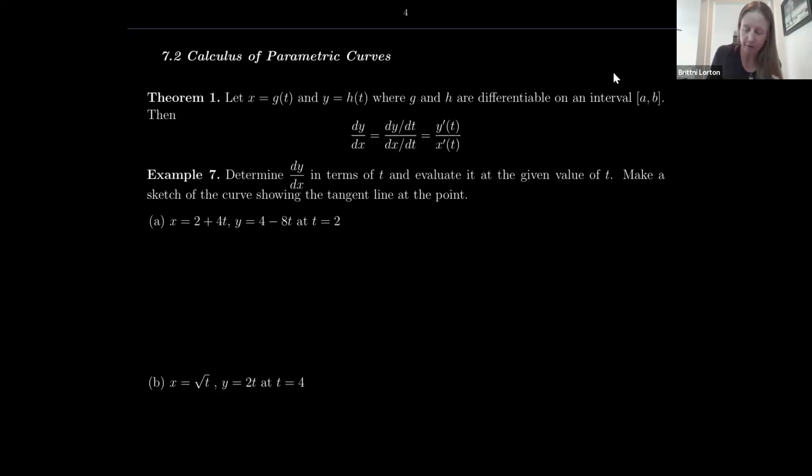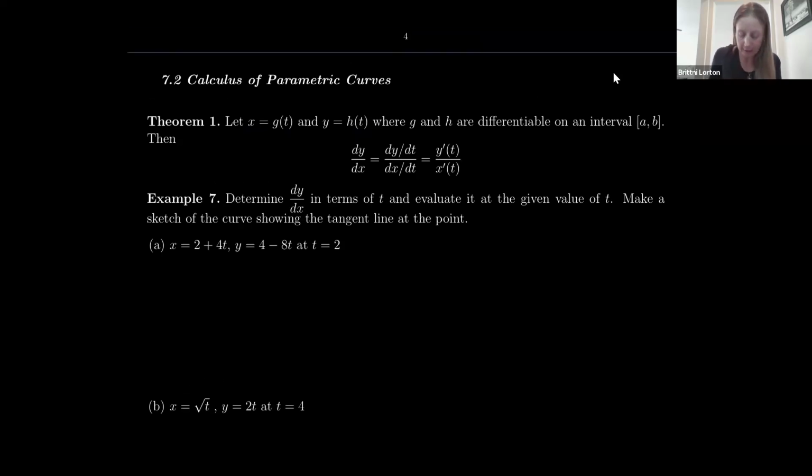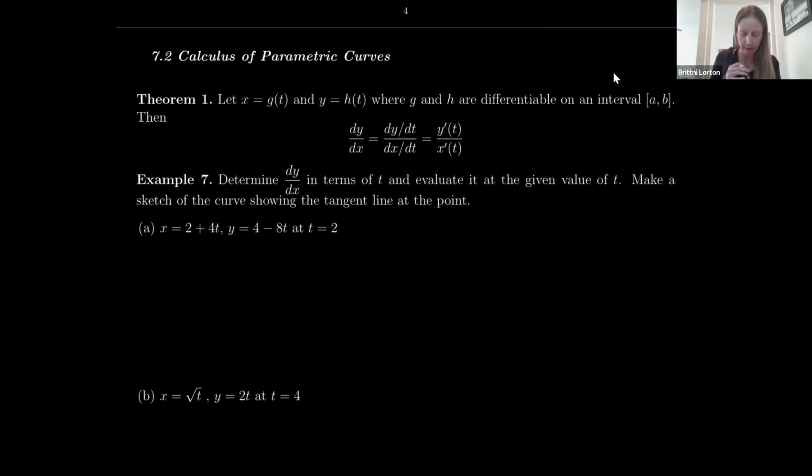So the first one we'll do is find some derivatives. If x is dependent upon t and y is dependent upon t, where each of those functions are differentiable on some interval, then dy/dx is equal to y prime of t divided by x prime of t, where those differentials of dt really will cancel. Okay, so determine dy over dx in terms of t, evaluate it at the given t value, and then let's find the equation of that tangent line and actually sketch that graph. So kind of a whole lot all in this one, example 7 here.